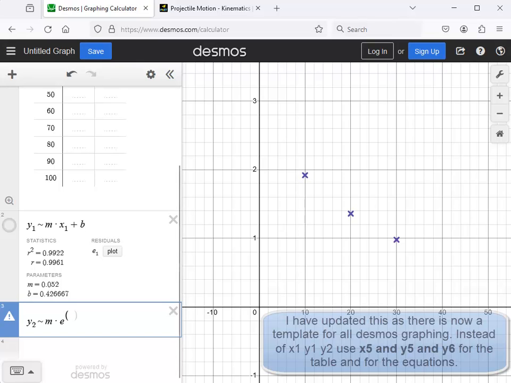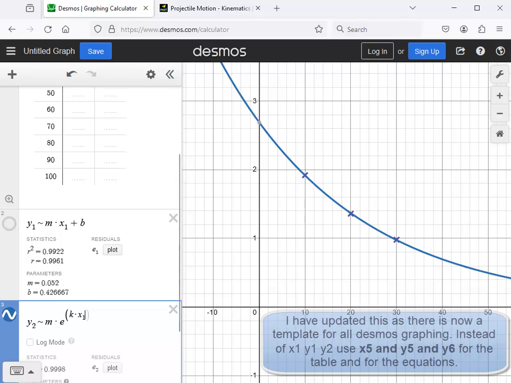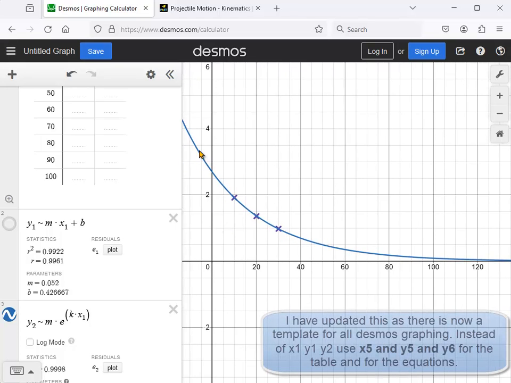I'm going to put a parentheses there, and here I'm going to put some kind of constant, k, that I multiply with my first variable, which is the independent one, the time, so x1. I'm going to close the parentheses, and you see that this curve here, which is an exponential curve, goes down and down, but then it kind of peters out towards the x-axis. You can see that this one here fits the data really nicely, which is not surprising because there are only 3 data points, but you will see actually that my data points, once you take the correct numbers there, are actually also pretty close to this one here.